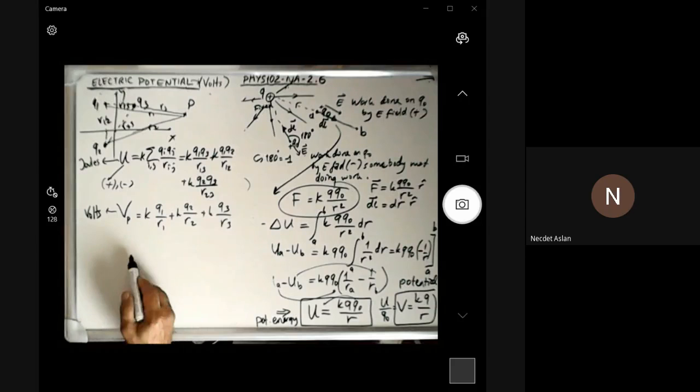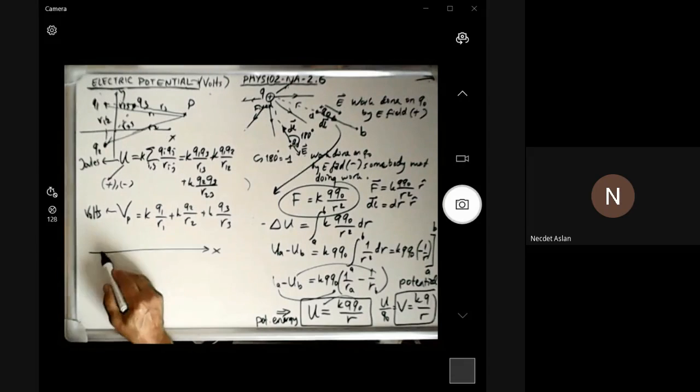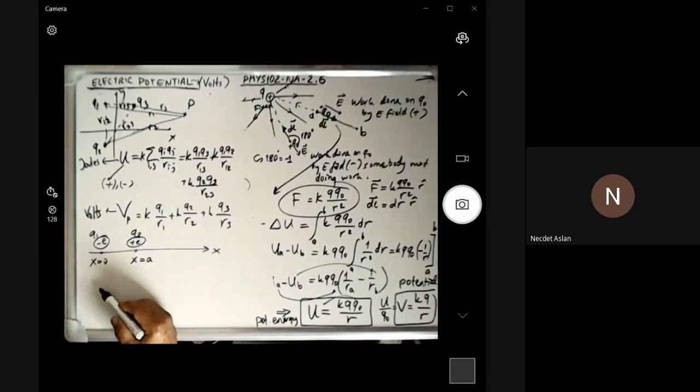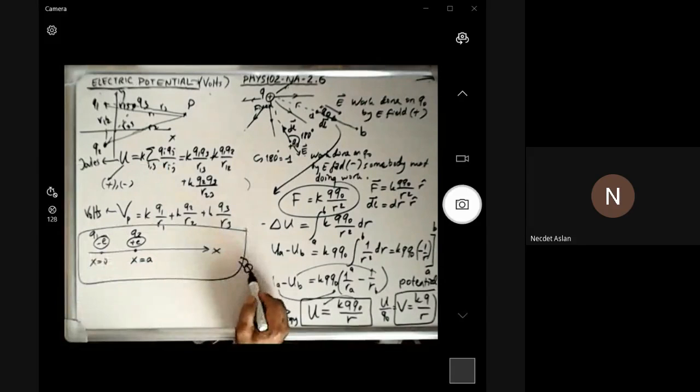Suppose that we have this x direction, and at x equals 0, we put a charge which is minus e. So Q1 is equal to minus e. It means it's an electron. So at x equals a, we put Q2, but it's plus e, it's a positron. Of course, you do this experiment in vacuum. Let's draw the vacuum, like that.